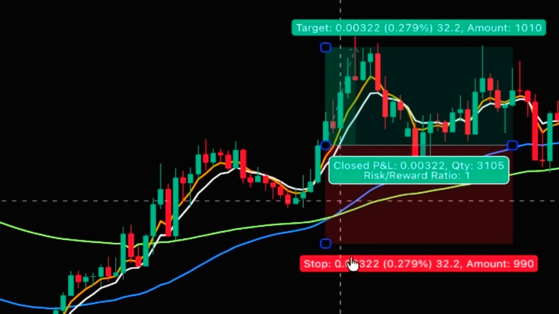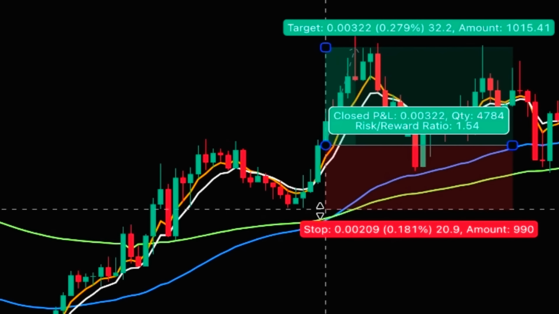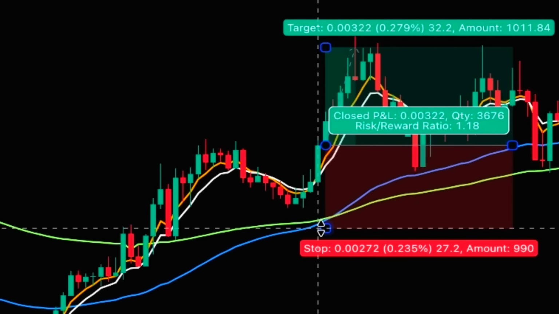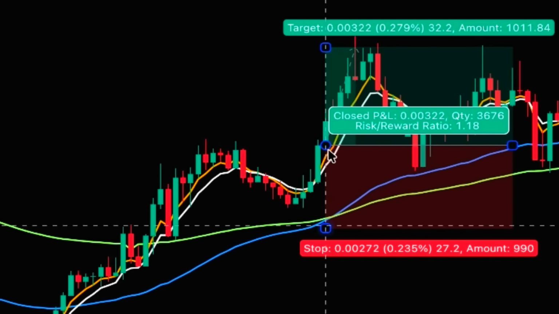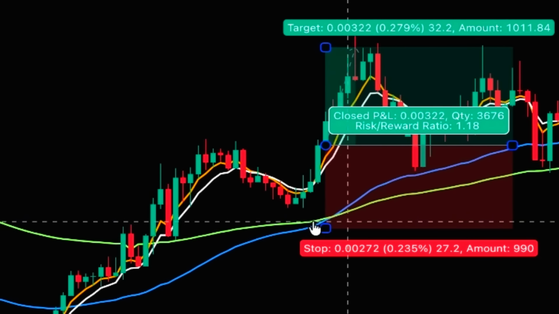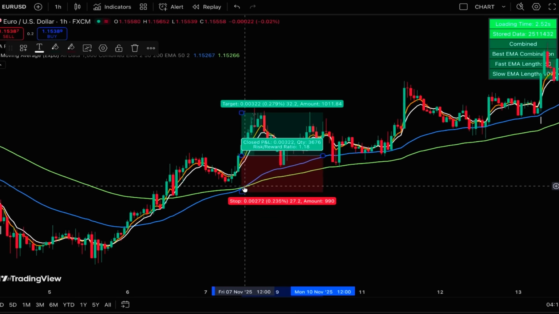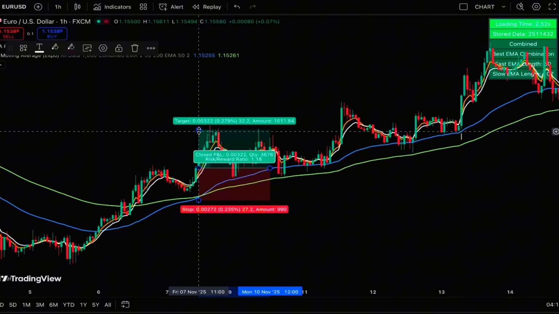The stop loss for this trade is placed below the pullback or below these EMA lines if they are not very far from our trade entry. This is a safer level for our stop loss and profit target at risk to reward ratio of 2.